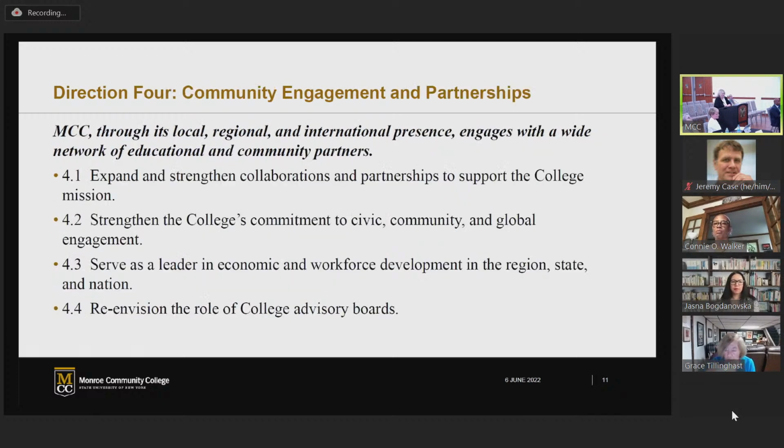This is community engagement and partnerships. Direction 4 expands on the progress that we made in the direction from the current plan, which was called Career Pathways and Regional Economic Development. In this new direction, we plan to build on partnerships, civic, community, and a global engagement, and serving as a leader in the economic and workforce development world.